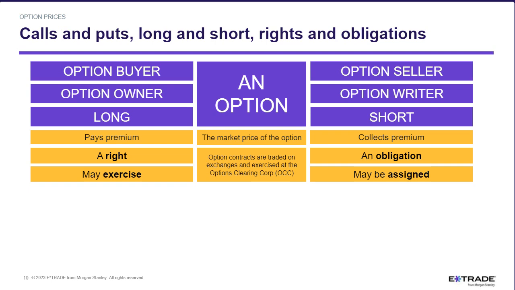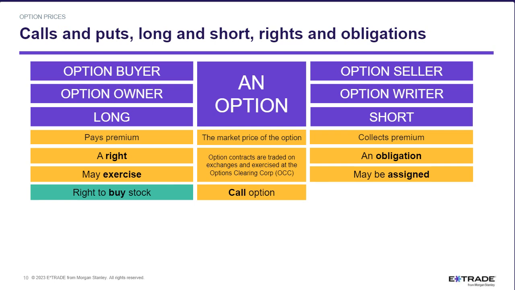Okay, so now we can talk about calls and puts. Calls give the owner the right to buy stock. The other side therefore has to be the opposite of a buy, and it has to be an obligation if one side is the right. So the writer of a call option, the seller of a call option, has an obligation to sell stock if the owner exercises his right to buy.